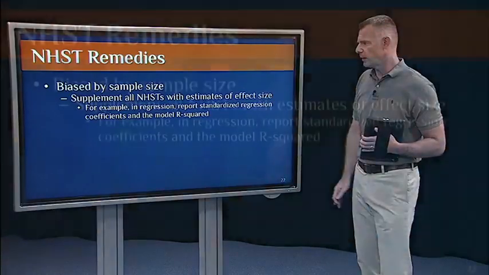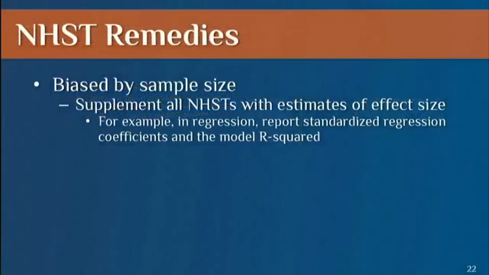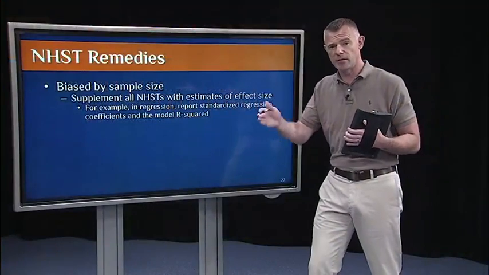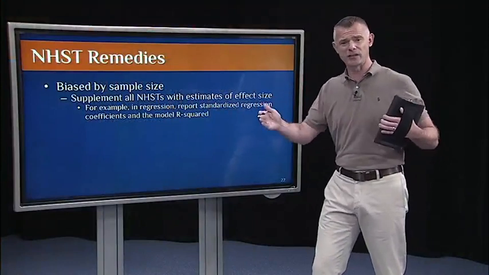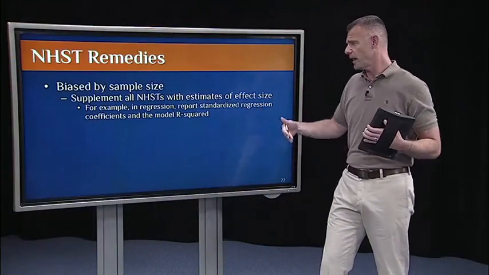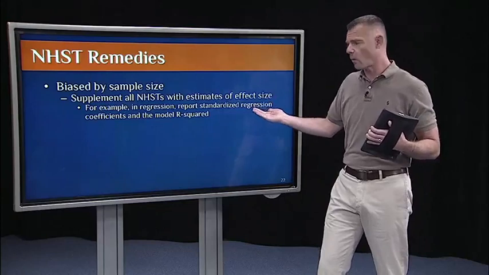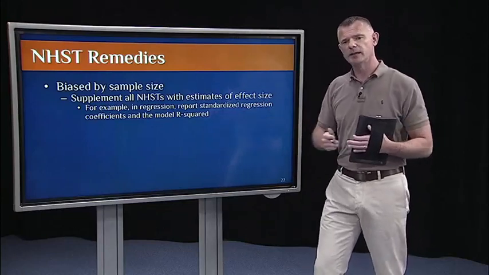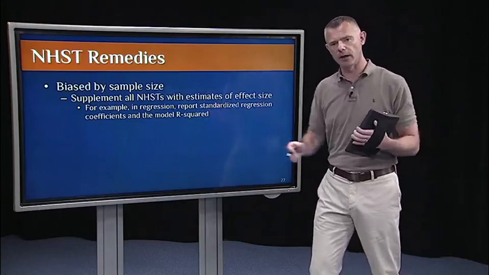So, bias by sample size. A simple thing to do, and this is common now in most peer-reviewed journals, is whenever you report an NHST, also report estimates of effect size. Because effect size tells you not just if an effect is significant or not, but it tells you about the magnitude of the effect. So for example, in regression, we'll report standardized regression coefficients and the model R-squared. That tells us about the magnitude of effects.